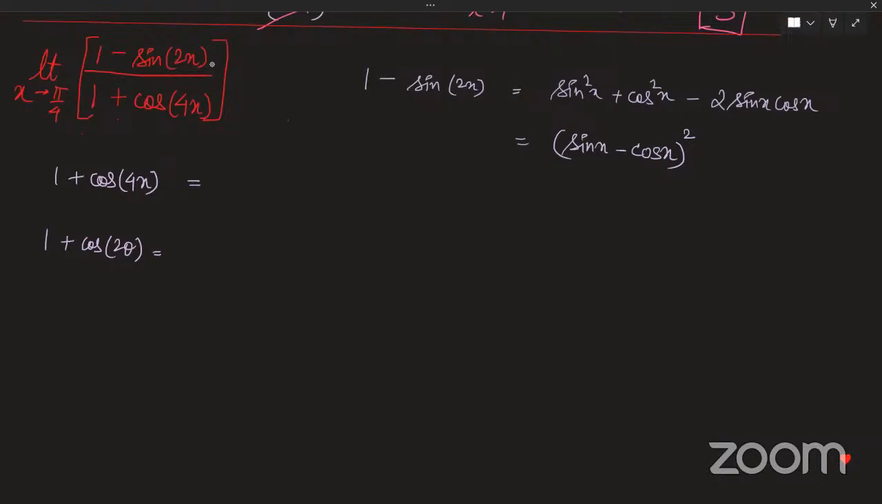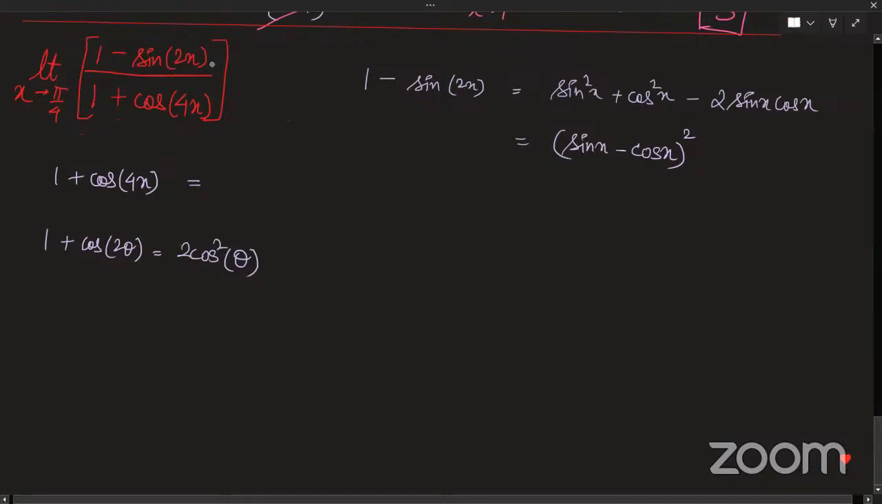1 plus cos 2 theta is equal to 2 cos square theta. Correct, this thing is correct. So can you just apply this thing over here? So 1 plus cos of 4x is equal to 2 cos square 2x, right? 2 cos square 2x.